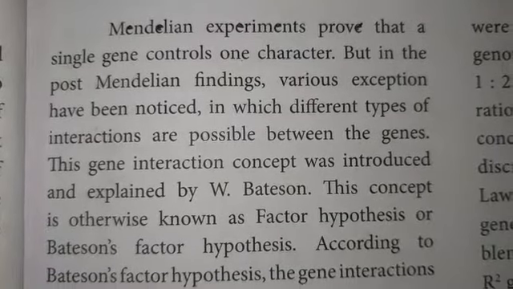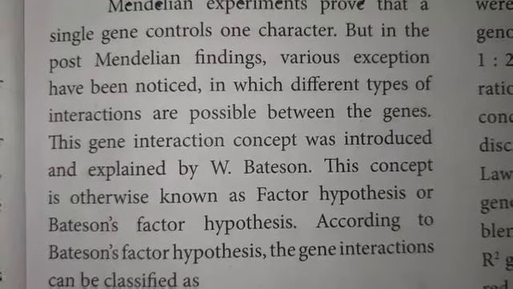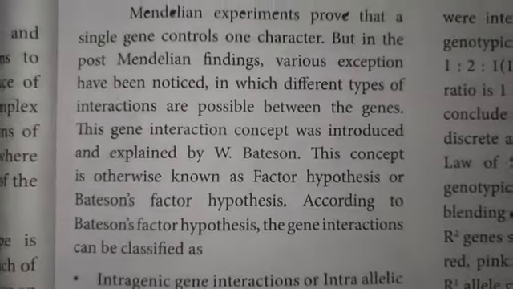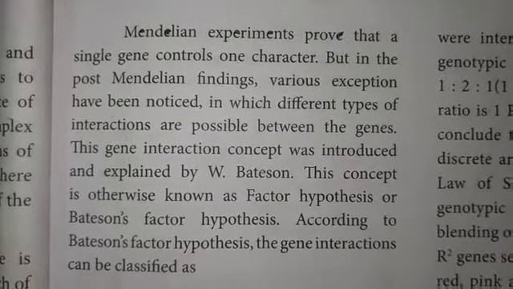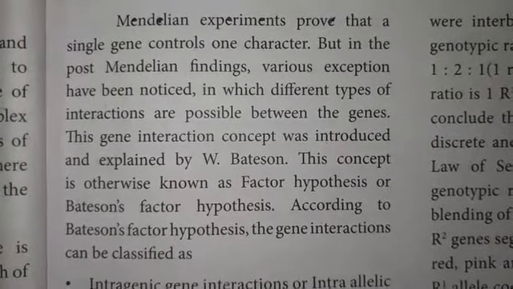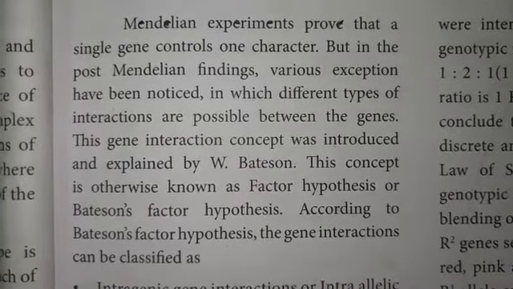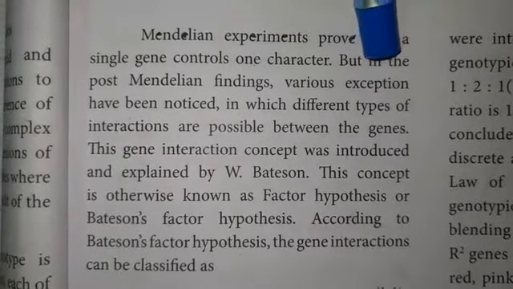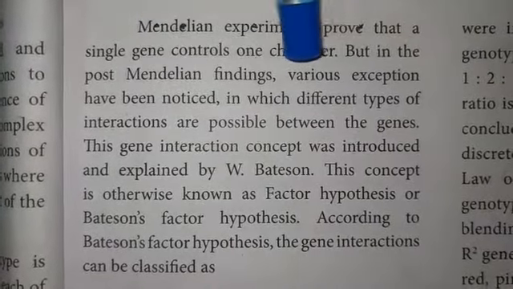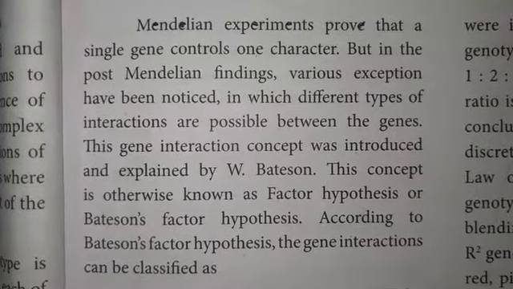According to Mendel, the Mendelian experiment proves that a single gene controls one character. For example, the single gene capital T controls the character of tallness. But in the post-Mendelian findings, various exceptions were noticed in which different types of interactions are possible between the genes.